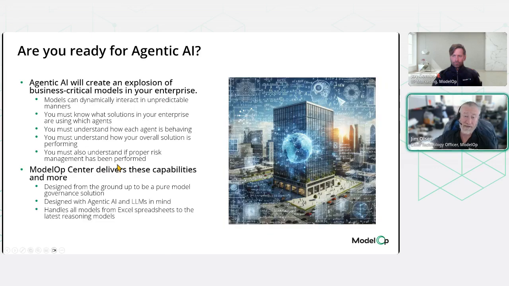So that's where we get to: are you ready for this? If you're going to bring agentic AI into the system, it's going to create an explosion of business critical models within your enterprise. They're going to dynamically interact in unpredictable manners. Which solutions are using which agents? Somebody may pick one up and start using it, and you need to be aware of that, because maybe they're not allowed to use it for that specific use case. Can you identify that and identify the risks?